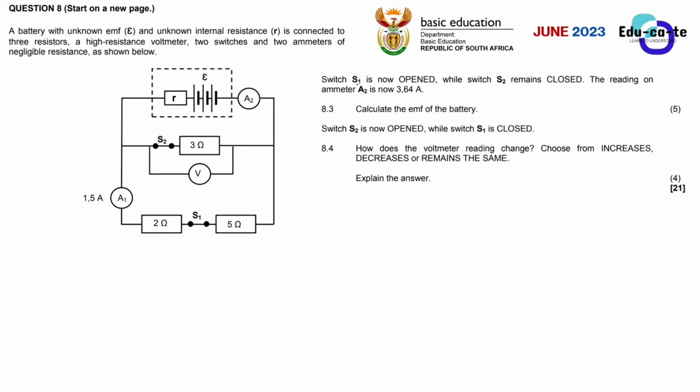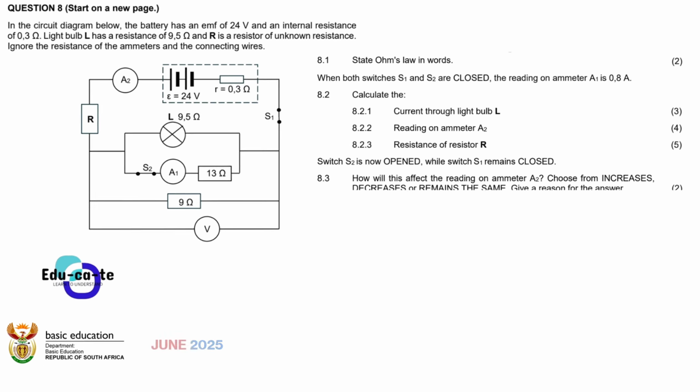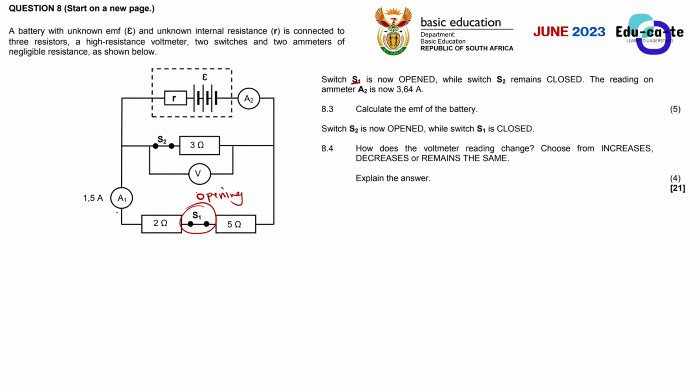Now it says switch S1, which was closed, is now opened. Okay, so I'm now opening switch S1. Guys, I've explained at the beginning of the video that when we're opening a switch, it means that there is no current that will flow through these resistors. So the moment I'm opening this switch S1, it simply means that the current will not be able to pass through it.